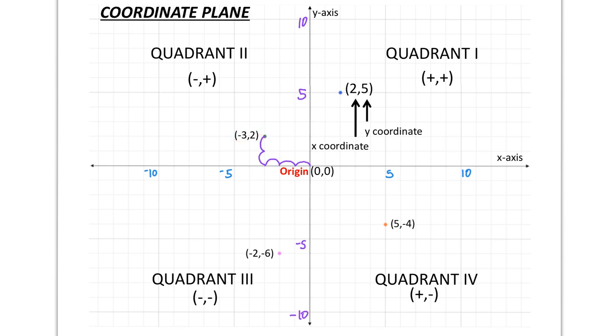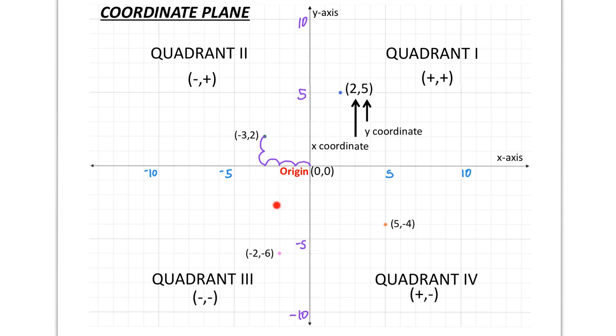It tells you the position. Where is that point on the coordinate plane? That means we go 1, 2, 3 to the left, so that's negative, and up 2. If you look at this pink point, negative 2, negative 6, that's because from the origin, I go 1, 2, so negative 1, negative 2, and then I have to go down.